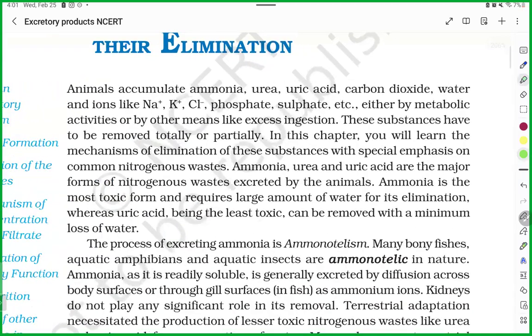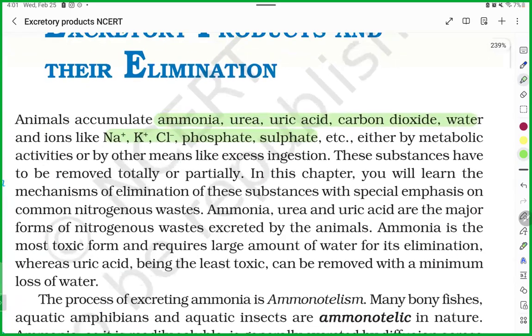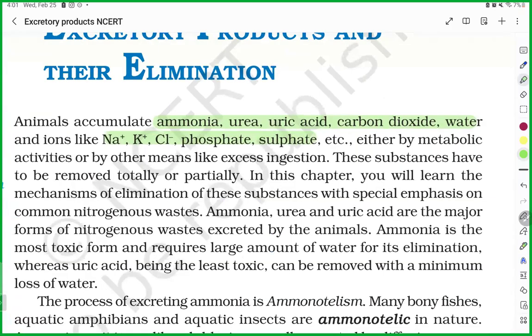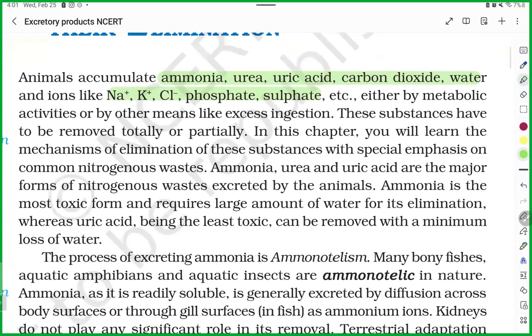So animals have different types of waste material: ammonia, urea, uric acid, CO2, water, ions, phosphate, and sulfate. Remember, phosphate and sulfate are also accumulated by different activities, correct? And we have to remove these. For removal, we have some mechanism. So in this chapter, we focus on the common nitrogenous waste. These nitrogenous wastes contain nitrogen in them. Ammonia, urea, and uric acid all have nitrogen. So these are the main wastes produced by animals.